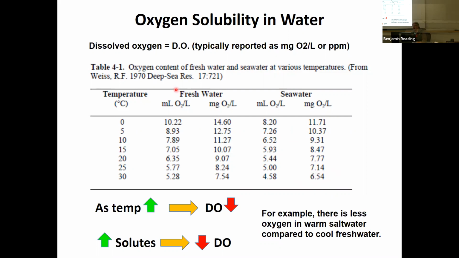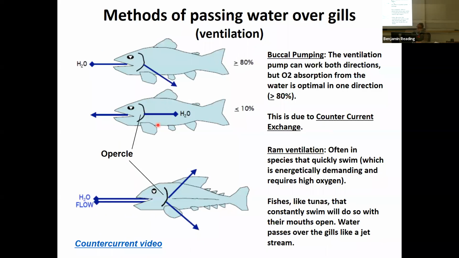All right. So again, we look at the biology of fishes, their habitat determines a lot regarding their ability to deal with dissolved oxygen in the environment. So generally speaking, there's a couple ways they deal with this. The first is the methods of passing water over the gills. And so we're going to talk here about countercurrent exchange in a minute.